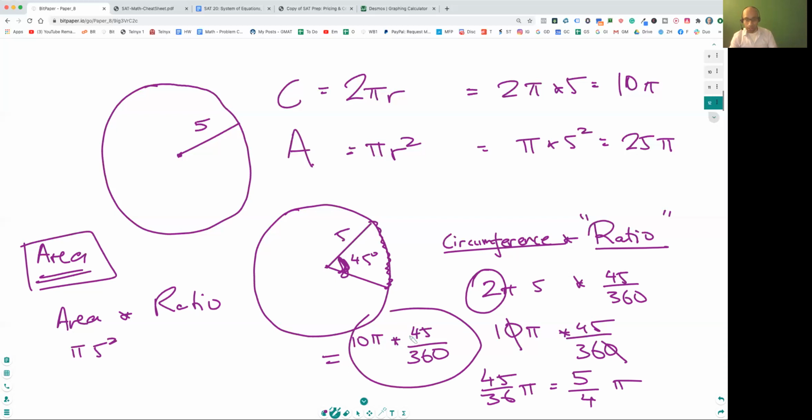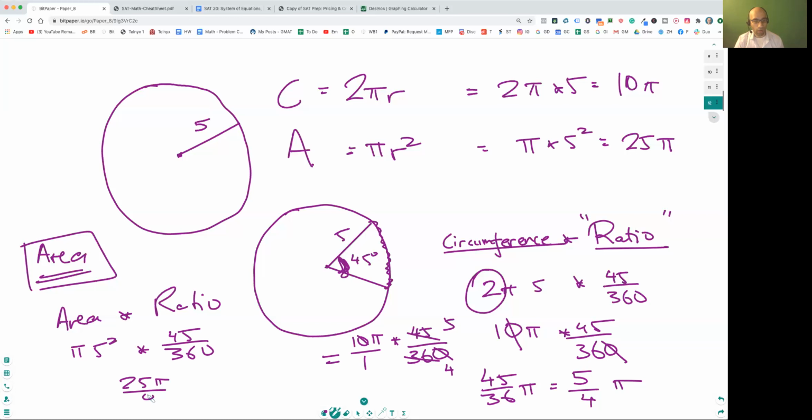And hey, Ash, I don't know how to solve this. Then you've got to put a 1 here, right? Then you've got to cancel the zeros. All of these skills I'm not going to show you right now, because this is a limited class, with limited hours. 5 over 4 pi, okay? And this guy is going to be pi times 5 squared, times the same deal, 45 over 360, right? And then you can calculate this. Looks like most of you have gotten it, 25 pi over 8 works. So the answer is 25 pi over 8.